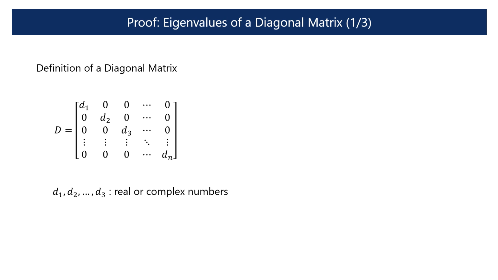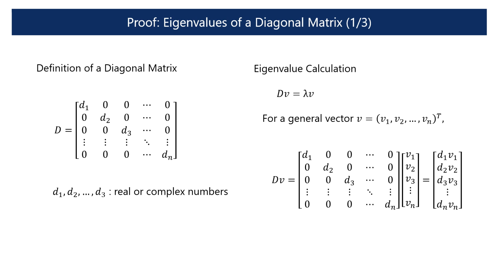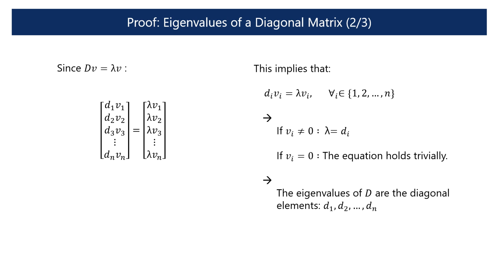Let's prove this property mathematically. A diagonal matrix D can be expressed in this way. Here, the diagonal elements d1, d2, ..., dn are real or complex numbers. By definition, an eigenvalue lambda and its corresponding eigenvector v satisfy this equation. For a general vector, the matrix multiplication results in this vector. Since Dv equals lambda v, this equation holds.